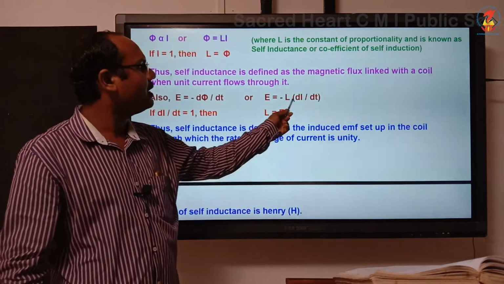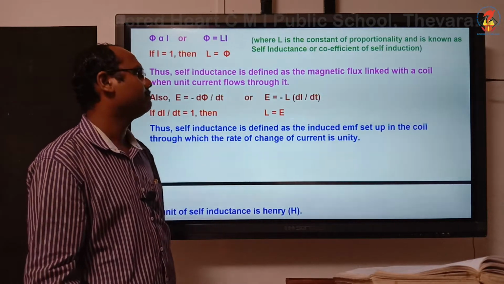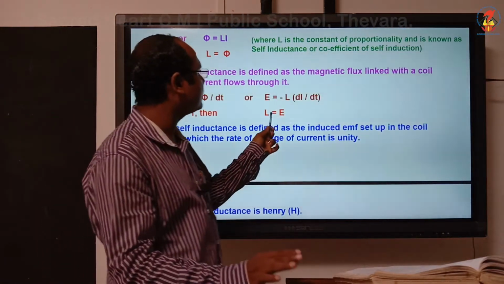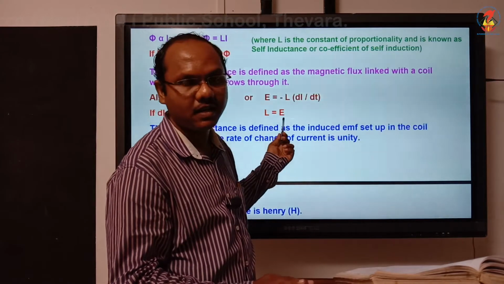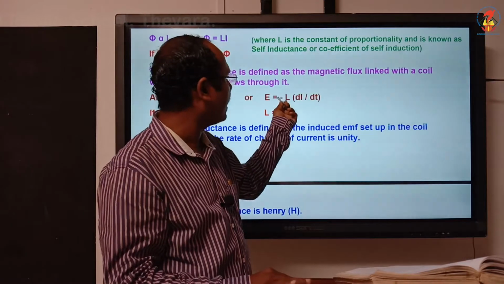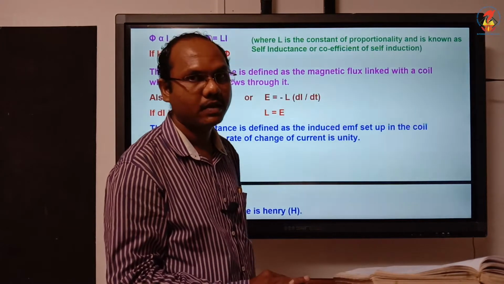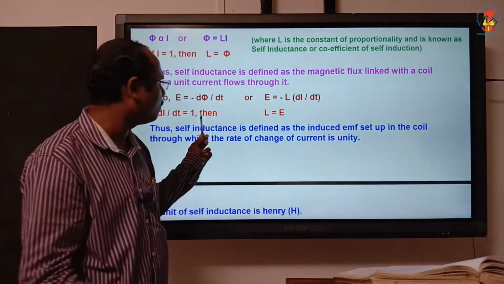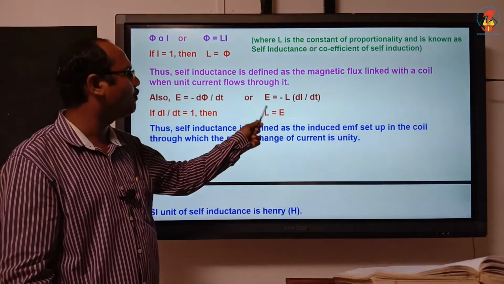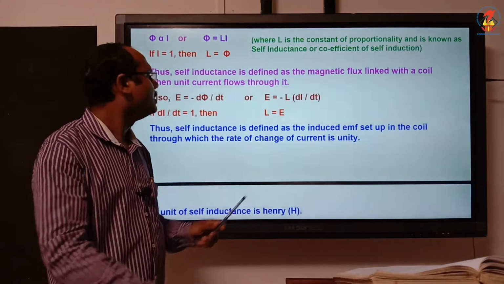Now, in this equation, imagine if di by dt is equal to 1, then you can say E is equal to minus L. When I take only the numerical value, I can omit the negative sign, so E is equal to L. So if di by dt is equal to 1, E is equal to L. From this expression, you can define self-inductance.